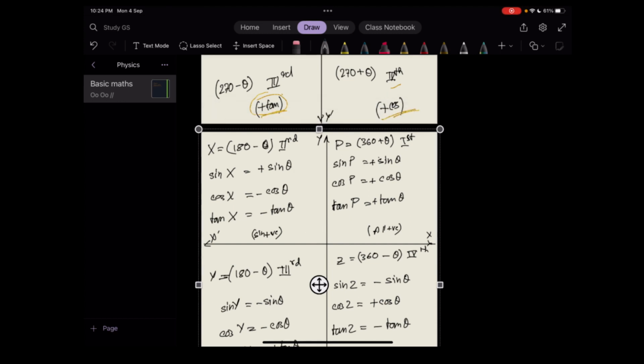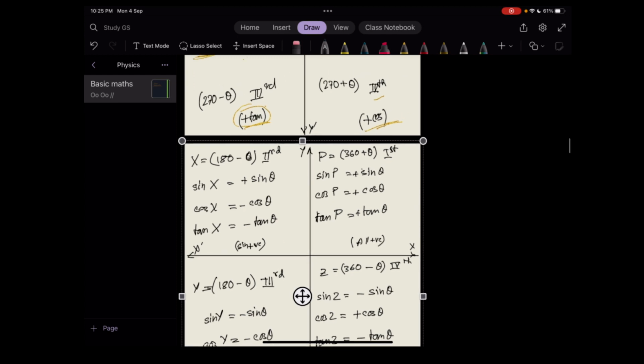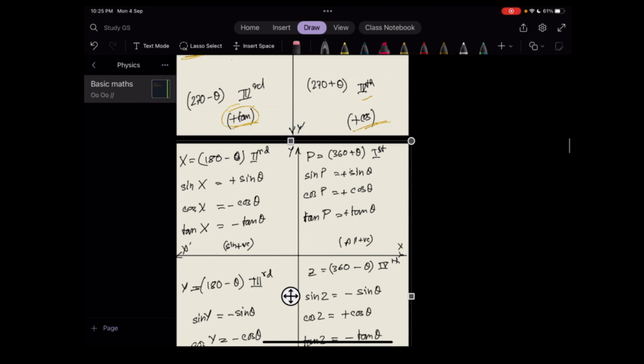Now what we are doing, we are subtracting: that is 180 degree minus theta. Okay, so this is 180 degree, we are negating out theta. So it will lie in the second quadrant. In the second quadrant, sine is the only positive value, so the value of sine must be positive, and the values of cos and tan must be negative.